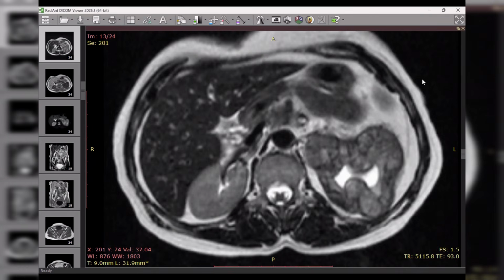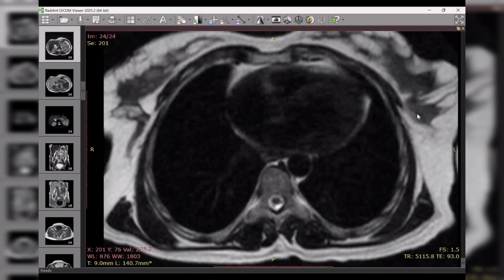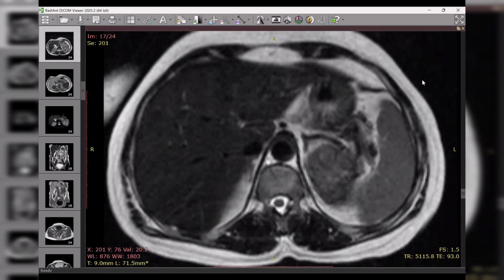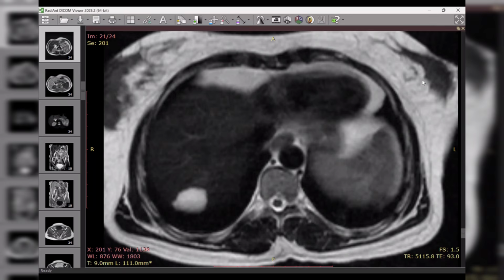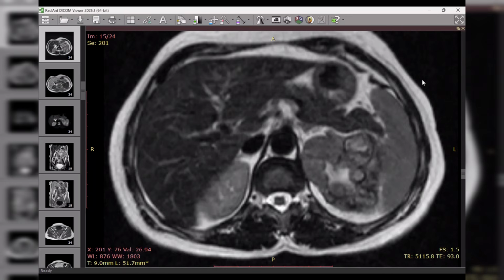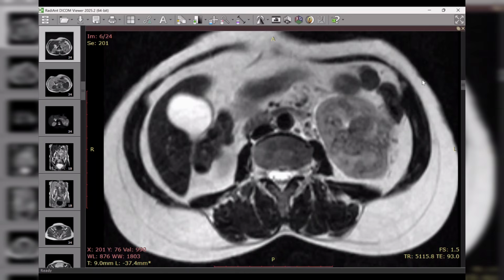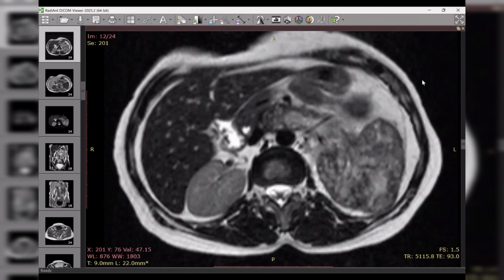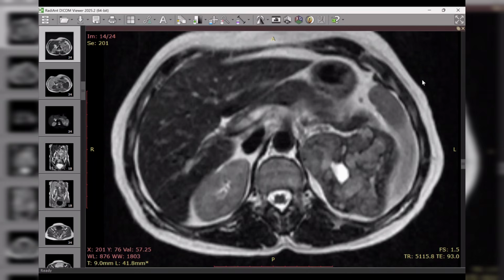Can you start? First of all, I noticed low density in the liver. This may represent hemochromatosis. Then inferiorly, I go to the kidneys. The right kidney appears normal in shape, size, and contour. The left kidney appears enlarged, and multiple areas of altered MR signals are seen in the left kidney.